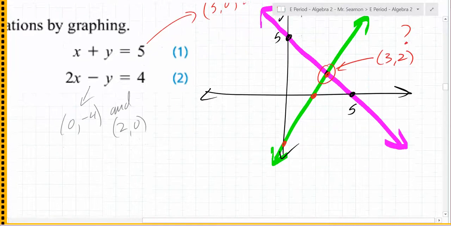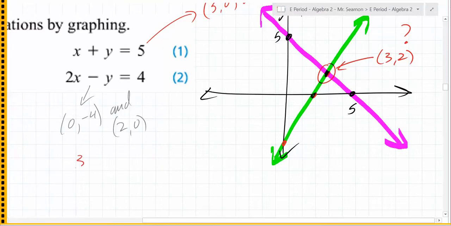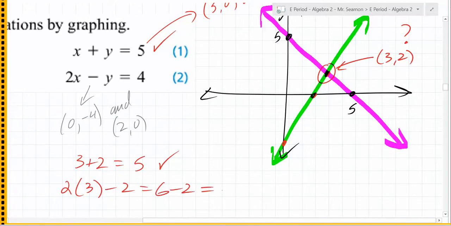Yeah. So what can you do to see if that's true? What's the one word you can do? Evaluate. Where? The system, at 3, 2. You can check that. Is 3 plus 2 equal to 5? Yes, so the first one checks. What about 2 times 3 minus 2? That's 6 minus 2, which is 4. So does it check?